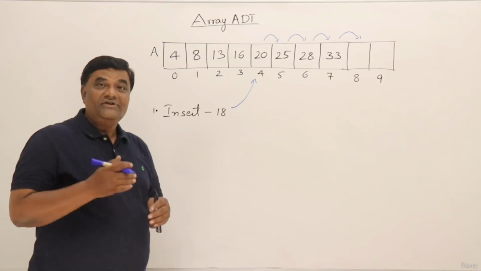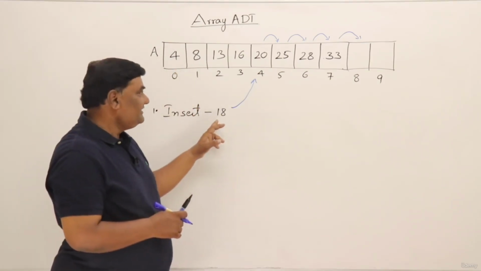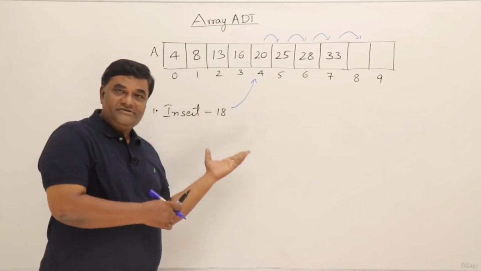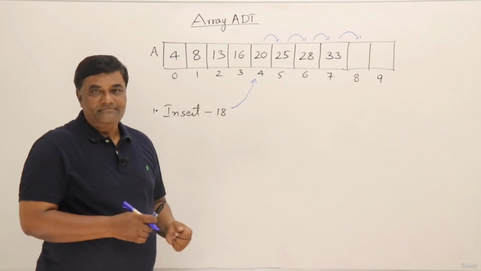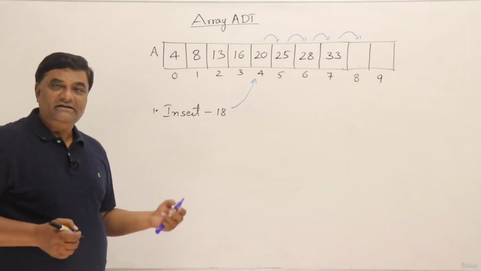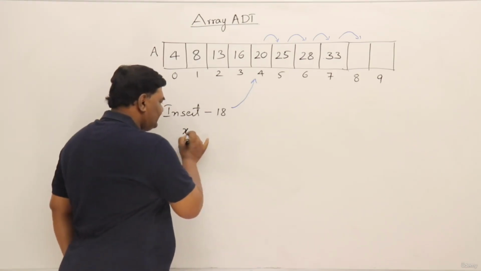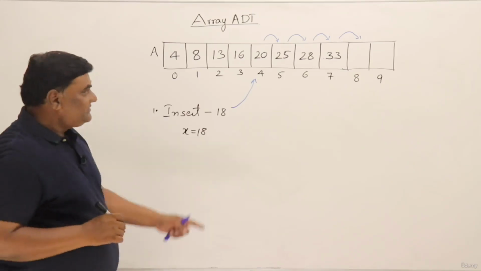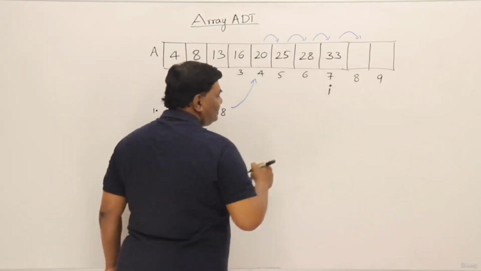The important thing that we have to observe here is that you need not find the position of this element by comparing these elements, because after comparison also you have to shift them. So directly start shifting them. Now let us see the procedure for how I can shift the elements and insert this new element. Let us call this element x. Let us say it is 18, for example. Then I should start shifting from the last. So from here I should start.